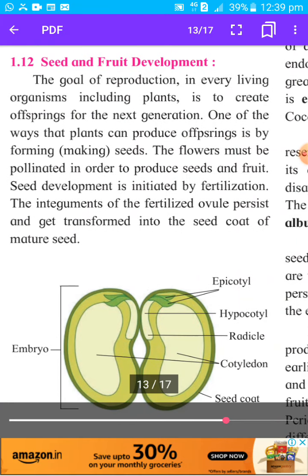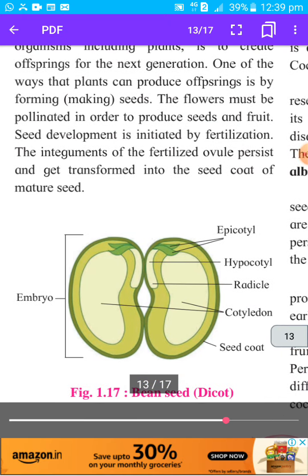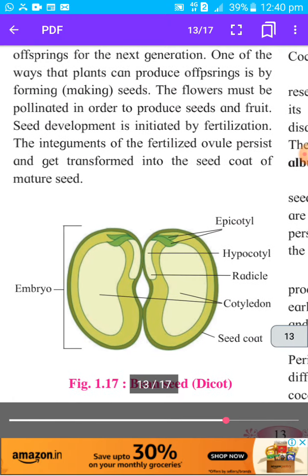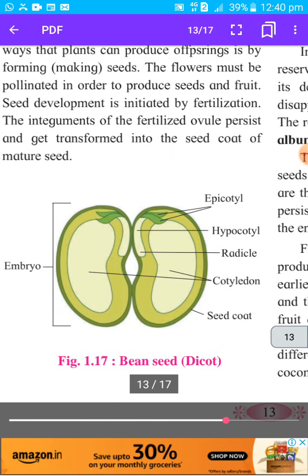The goal of reproduction in every living organism, including plants, is to create offspring for the next generation. So as we know, due to reproduction new offspring are generated. One of the ways that a plant can reproduce offspring is by forming seeds. Through sexual reproduction seeds are formed, and from seeds a new plant is developed. The flowers must be pollinated in order to produce seeds and fruits. So for the development of seed, pollination is necessary. Seed development is initiated by fertilization.